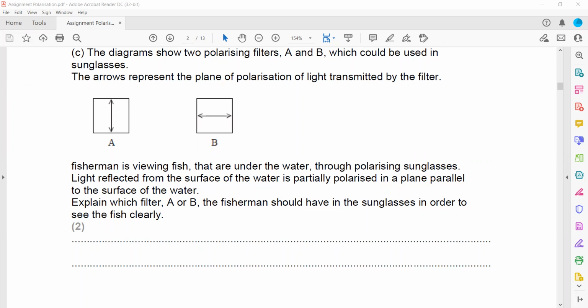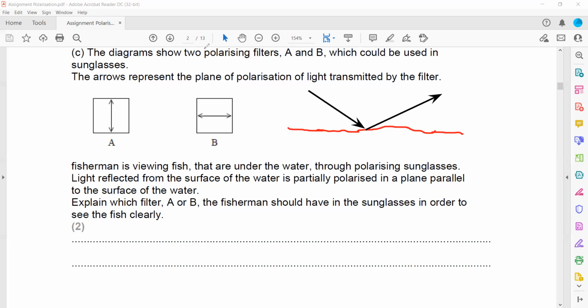So if we draw this, like for example, this is the surface of the water. As I mentioned, the light bounces off the plane of this. They mentioned that the fisherman wants to see the fish which are underwater through polarizing sunglasses. The light which is reflected from the surface of the water is partially polarized, meaning it has other components, but mostly in the plane parallel to the surface of the water.